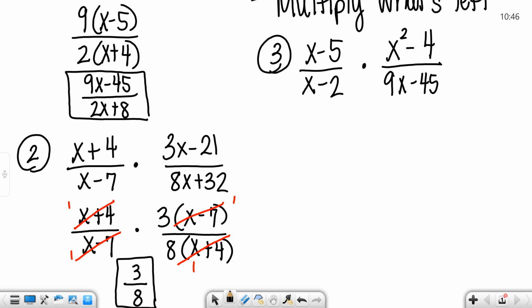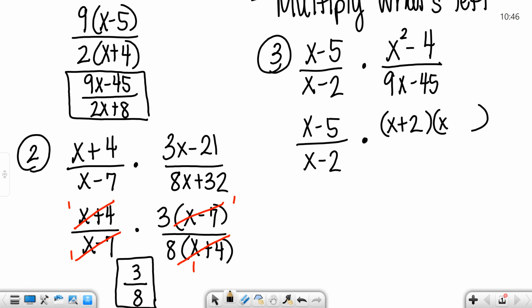All right, let's try this one. So we start again by factoring any of the parts that can be factored. This first expression cannot be factored, so I'm going to bring it down. My second expression, that's difference of squares in the numerator. And in the denominator, I can factor out a 9.